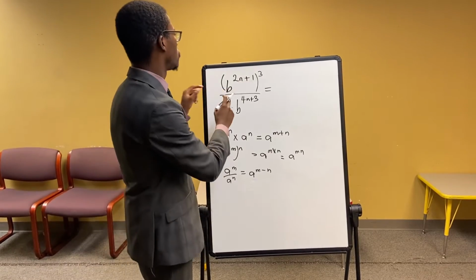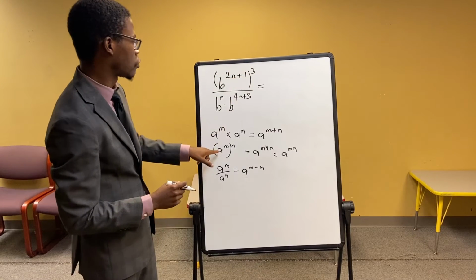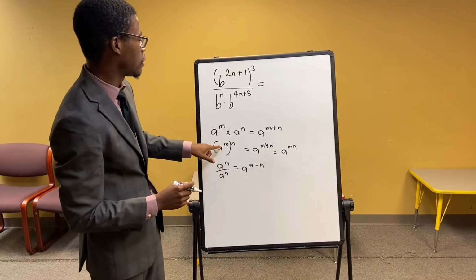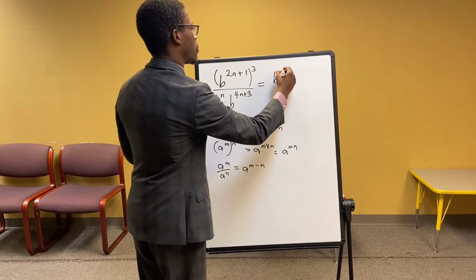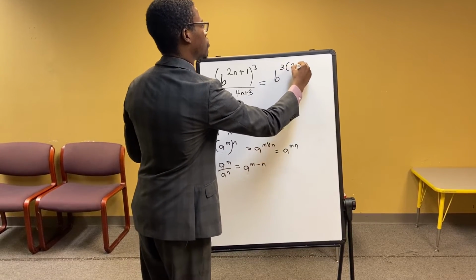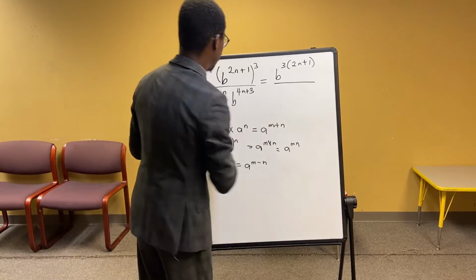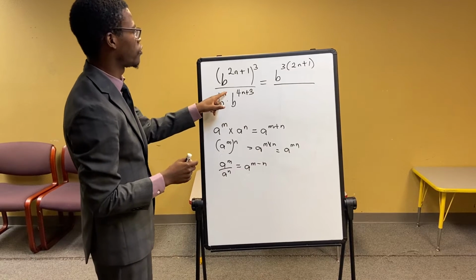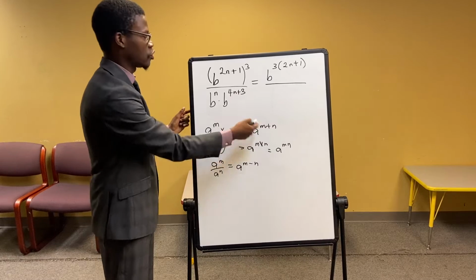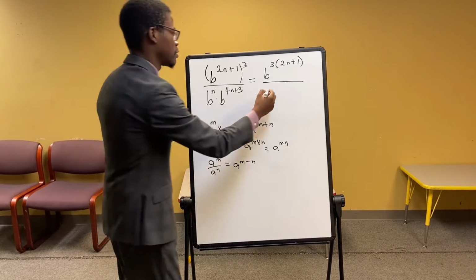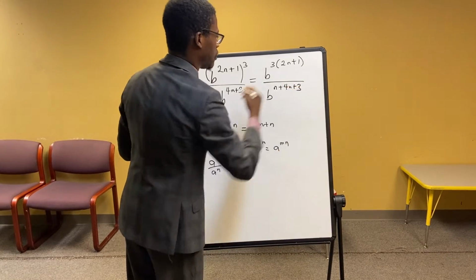Now, b to the power of 2n plus 1, all to the power of 3, we're going to make use of this law, a to the power of m all to the power of n. So this gives you b to the power of 3 multiplied by this, then divided by b to the power of n times b to the power of 4n plus 3. That looks like this. So you just add the exponents together. So this is b to the power of n plus 4n plus 3.